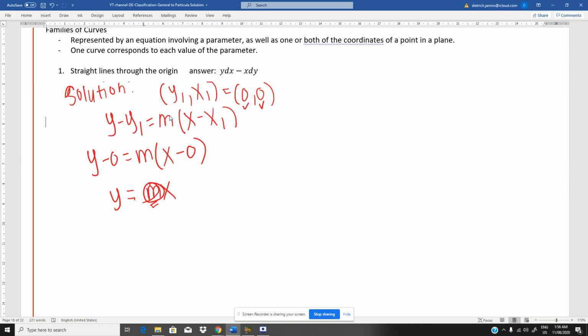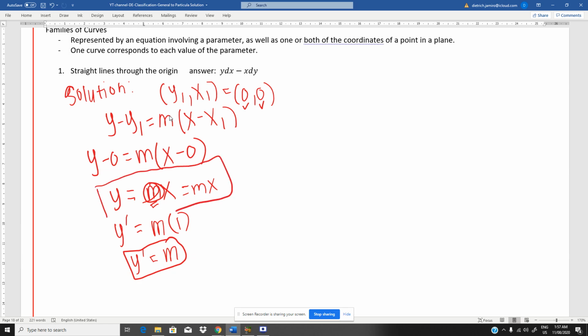Now let's take the derivative. We will have y prime is equal to the derivative of mx. The derivative of mx will become m multiplied by 1, because the derivative of x is equal to 1. So y prime is equal to m. By using this, we will substitute y prime for m in our equation.